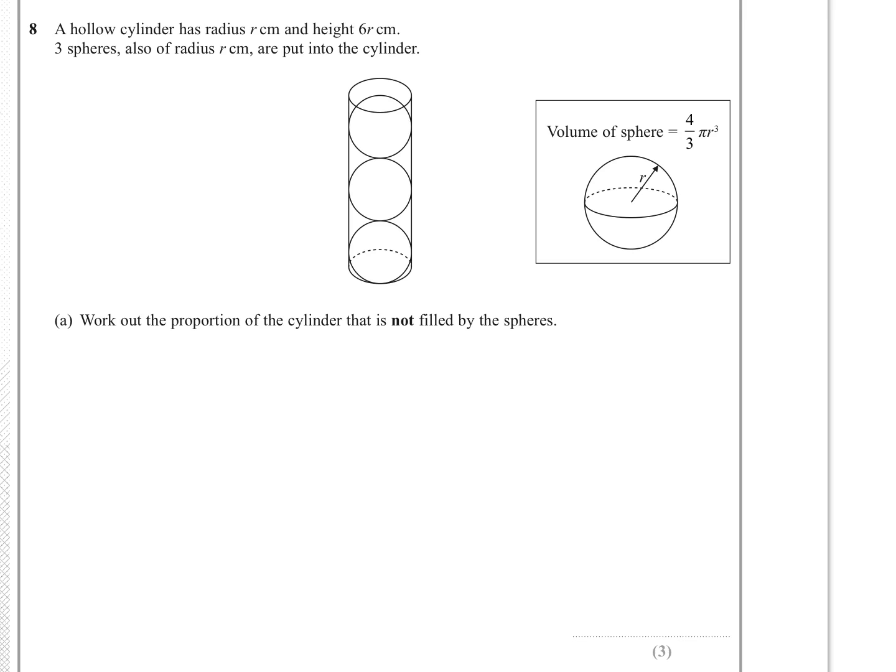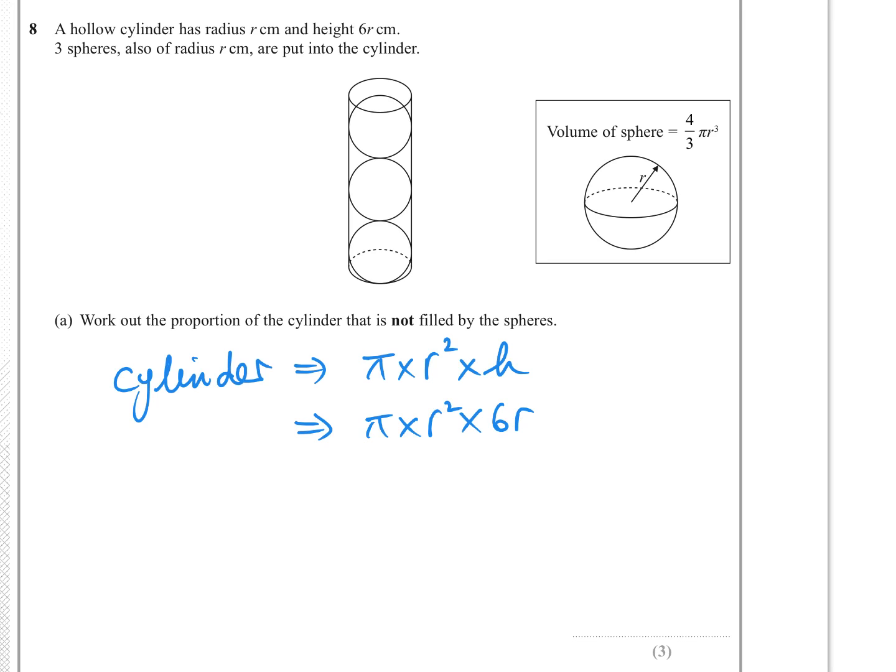Okay, so the cylinder, the volume of the cylinder is going to be pi times the radius squared times the actual height. So that's going to give us pi times r squared times the height, which is 6r as given in the question, don't forget. And that gives us 6 pi r cubed.